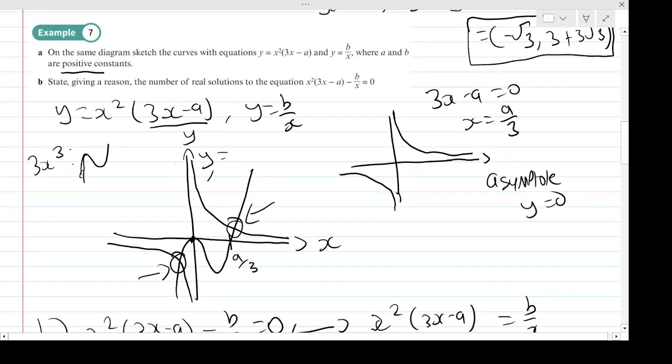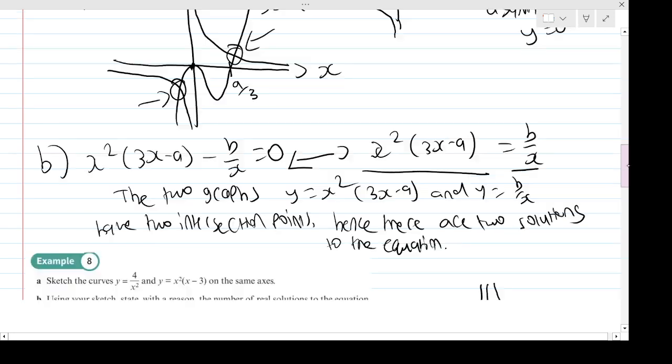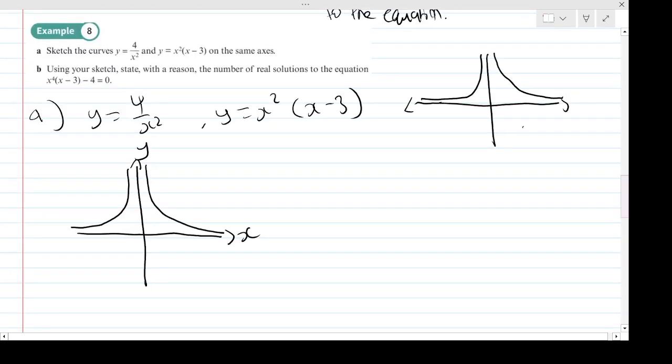So on the graph, I should have labelled that the reciprocal one was y is 4 over x, and the cubic one was y is x squared of 3x minus a. There we are. And I'm going to do the same here. So this reciprocal one will be y is 4 over x squared.